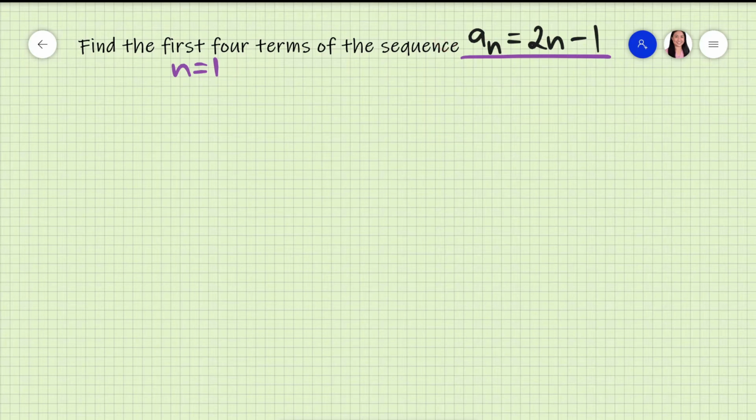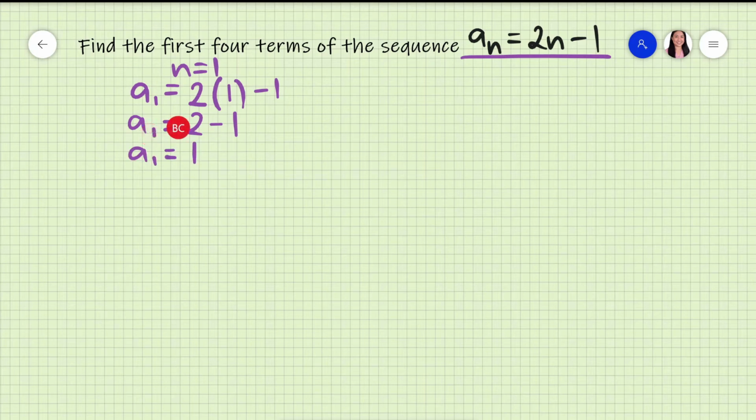Substitute the value of n to the given general term, and this will become a sub 1 is equal to 2 times the quantity 1 minus 1. Perform the operations. This will become a sub 1 is equal to 2 times 1, that is 2, then copy minus 1. Simplify the equation, and this will become a sub 1 is equal to 1. Therefore, the first term is equal to 1. Repeat the same process for the second to the fourth terms.